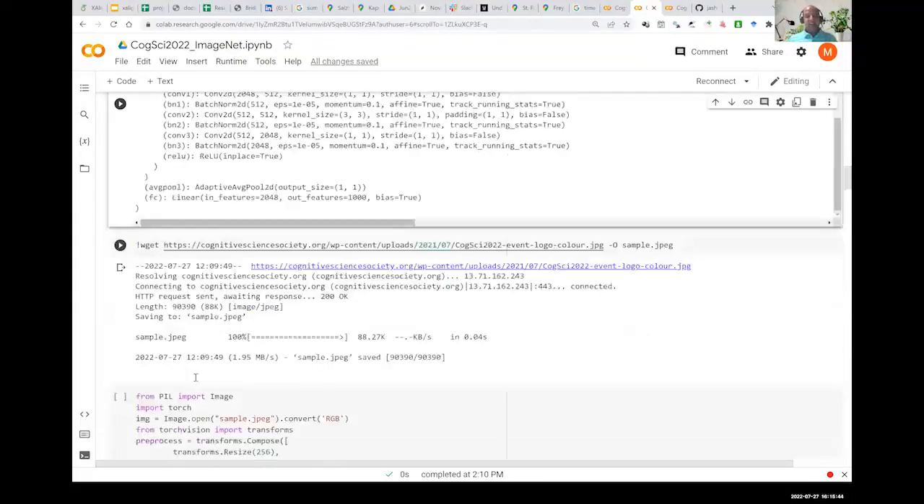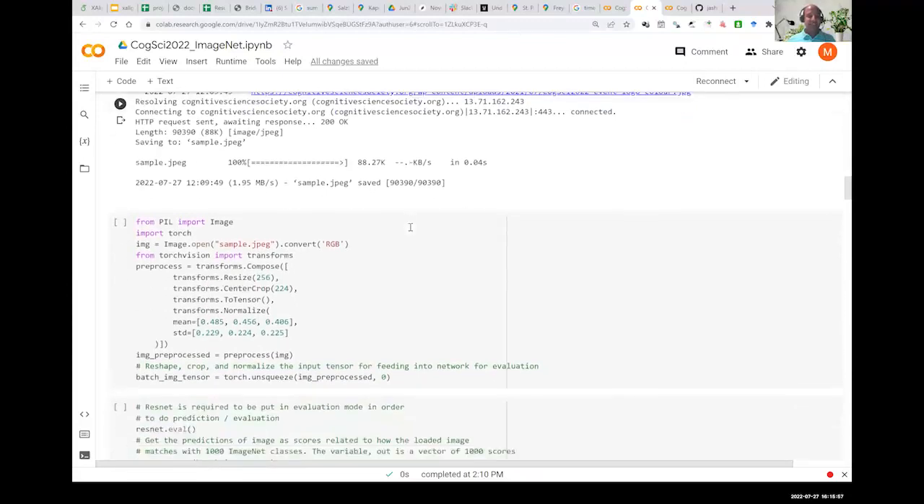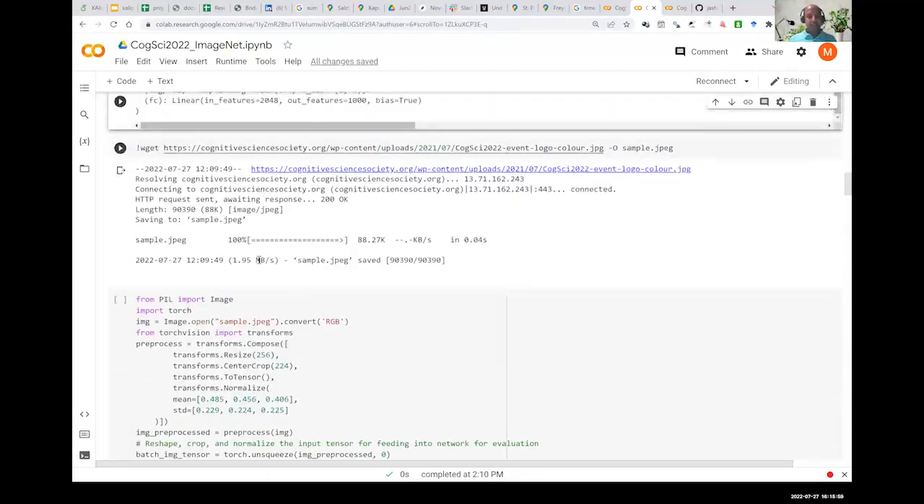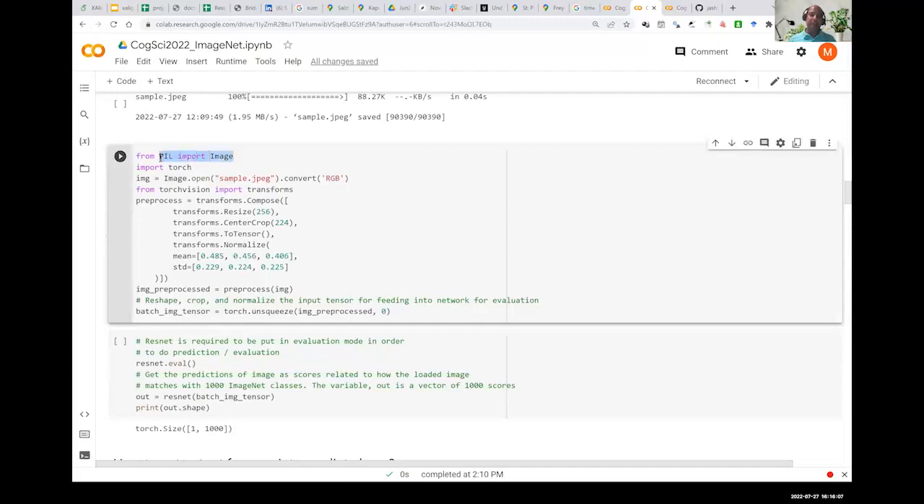Here I'm just using one of the popular images, our conference logo. I'm using the logo and asking it to give me a representation. I downloaded it from this link, and once I've downloaded the image, I'm loading and opening it. The way you load the image is using the PIL package. The Pillow package is pretty popular for loading images.